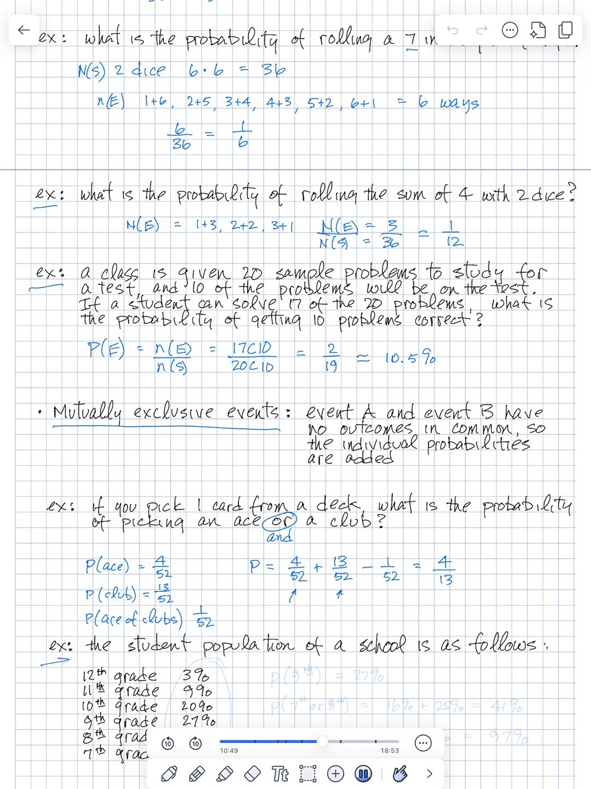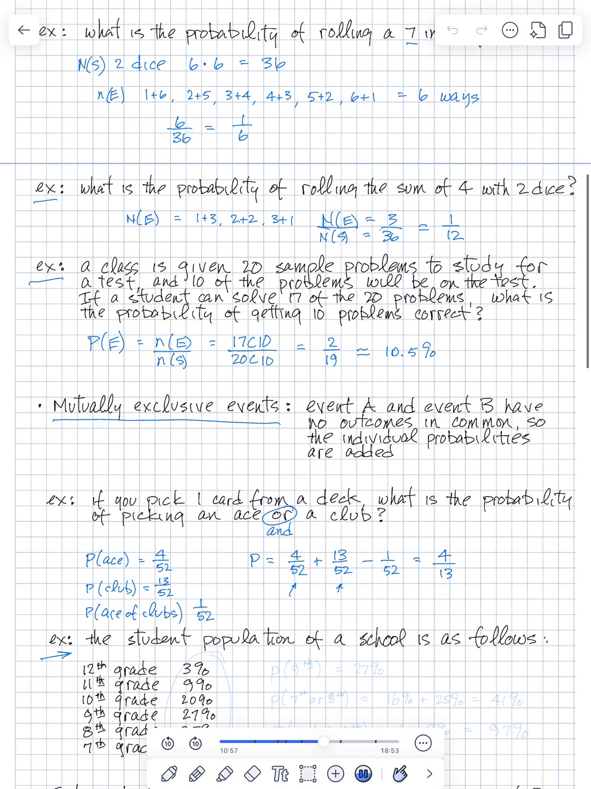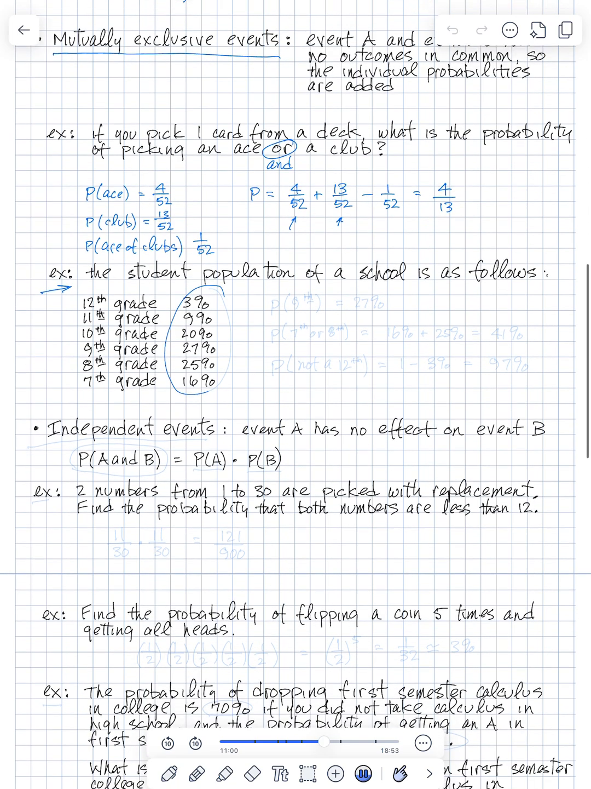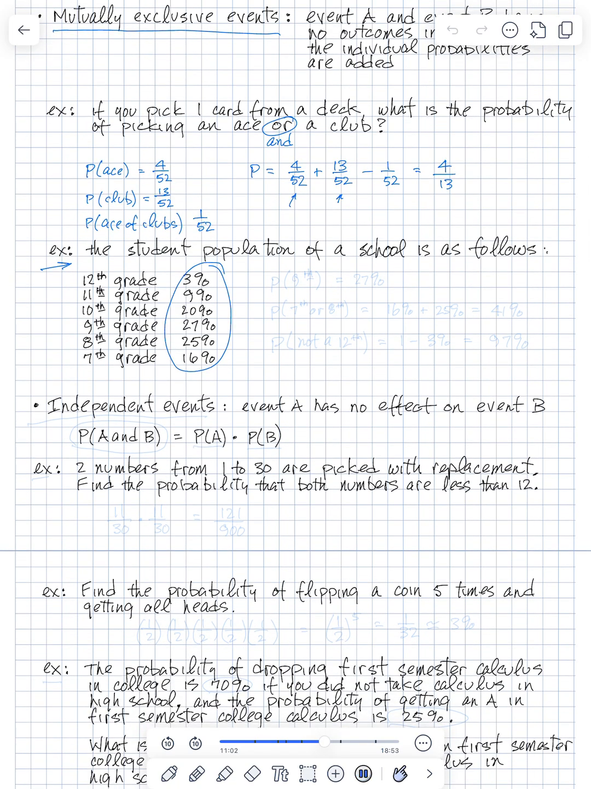All right, the next example, the student population of the school is as follows. So from 7th to 12th grade, these are the percentages in the school. If you were given the numbers of students, you would have to calculate the percentages. But here we're just given the percent. So what's the probability of a 9th grader that is picked? So you have the entire school and you pick one person out of the entire school. What's the probability it's going to be a 9th grader?